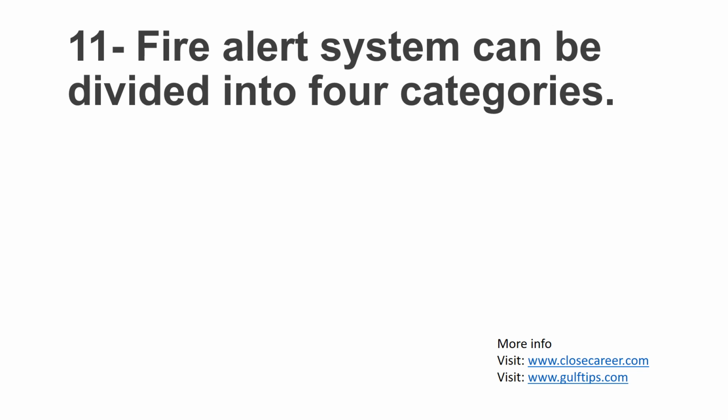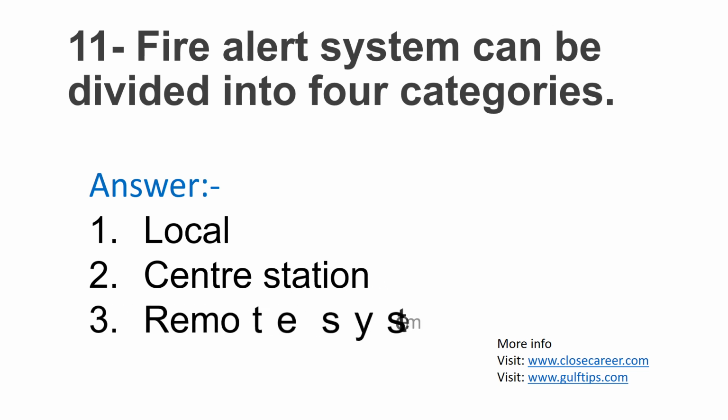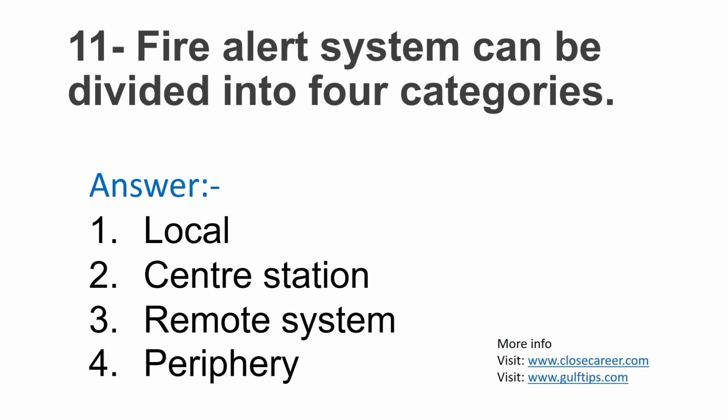Question number 11. Fire alert system can be divided into 4 categories. Every building, every site has a fire alert system. Those systems are categorized into 4. What are they? Number 1, local. Number 2, central station. Number 3, remote system. Number 4, periphery. There are the 4 categories of the fire alert system: local, central station, remote system, and periphery.